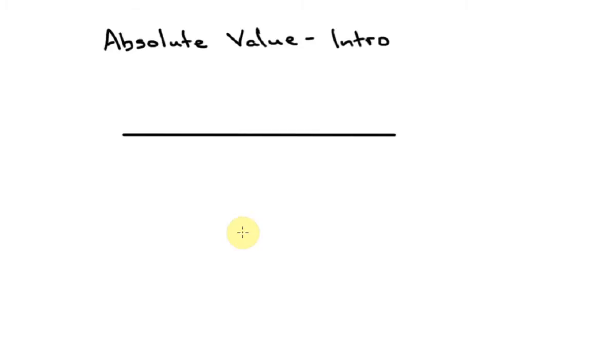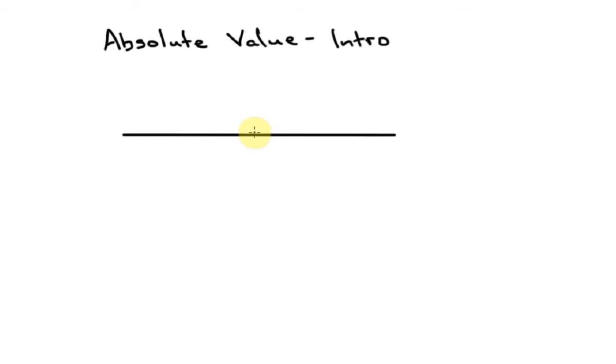This is absolute value, and we're going to do a brief intro to what absolute value is, and then we're going to talk a little bit about radicals, and that's probably good enough for what could be the very beginning of this course.